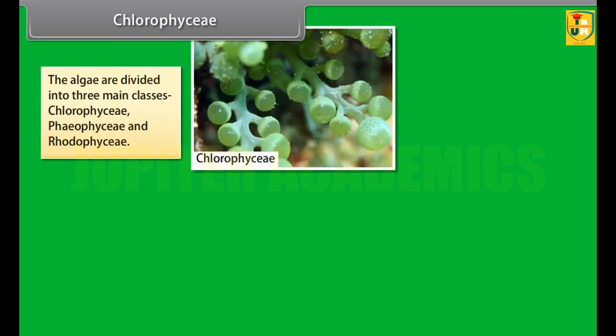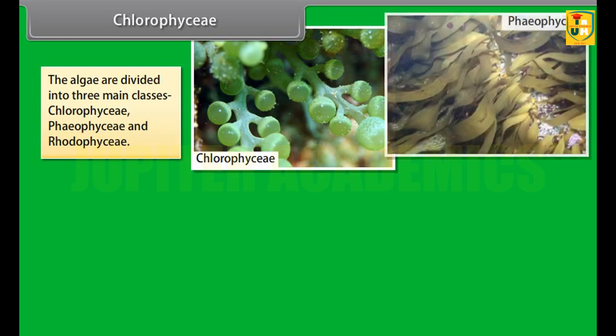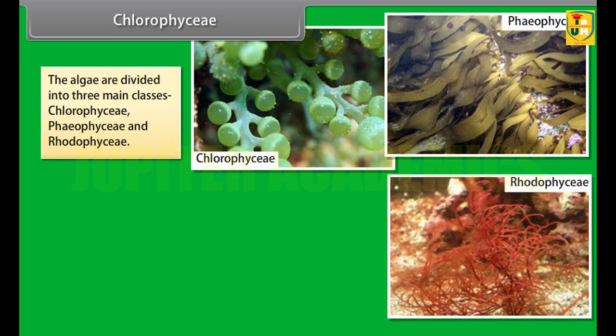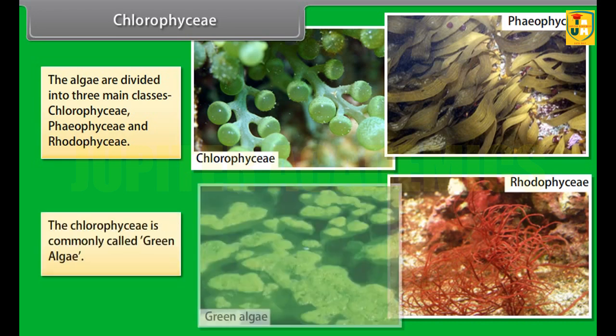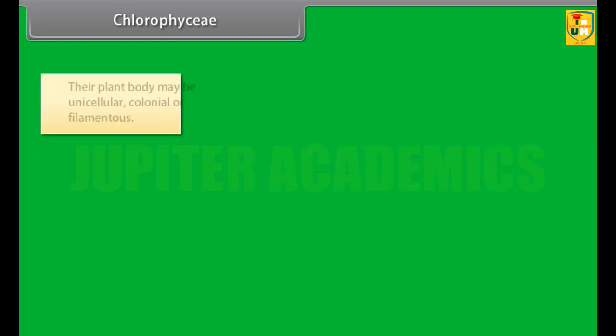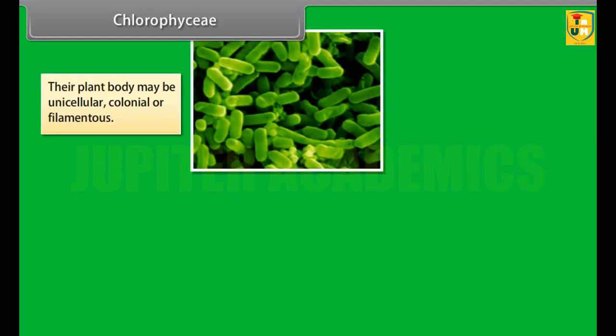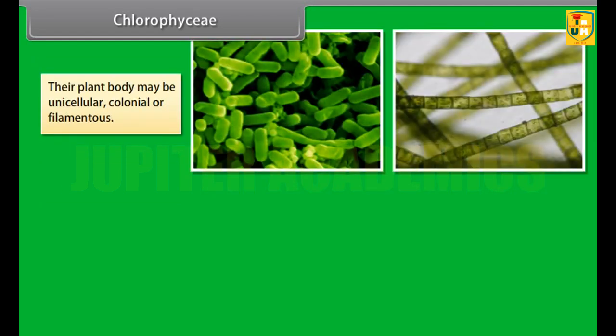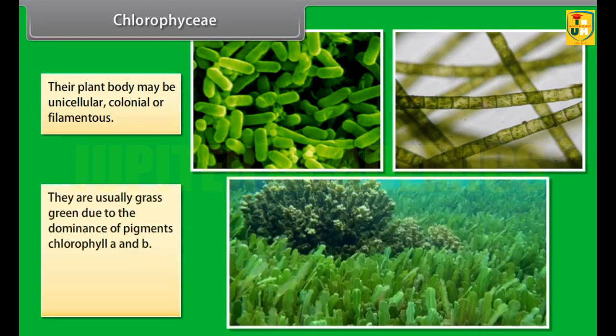The algae are divided into three main classes: Chlorophyceae, Phaeophyceae, and Rhodophyceae. The Chlorophyceae is commonly called green algae. Their plant body may be unicellular, colonial, or filamentous. They are usually grass green due to the dominance of pigments chlorophyll A and B. These pigments are localized in definite chloroplasts.